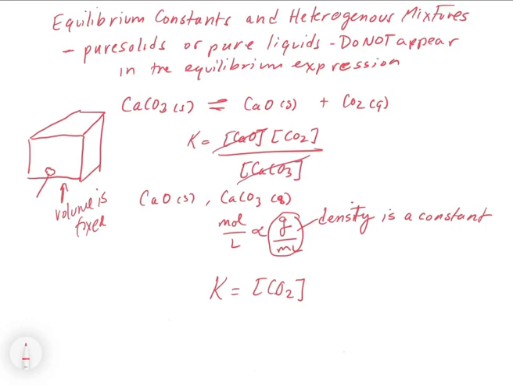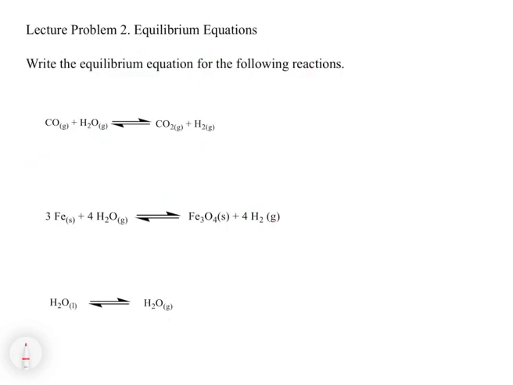So let's actually do some practice with this and take a look at some examples. This is lecture problem 2, and what we're going to do is start working on some examples of writing equilibrium equations. In this case, we have our first equilibrium where we have CO gas plus H2O gas giving CO2 gas plus H2 gas. These are all gases, so we're not going to be leaving anything out. It's going to appear as is.